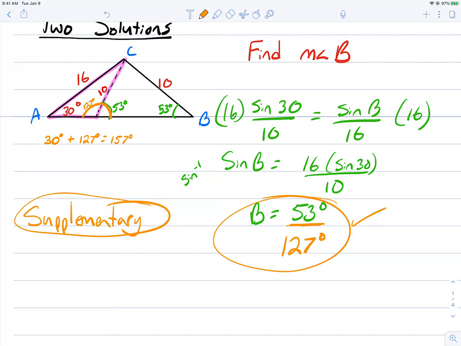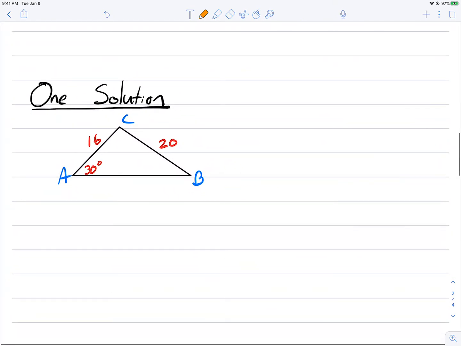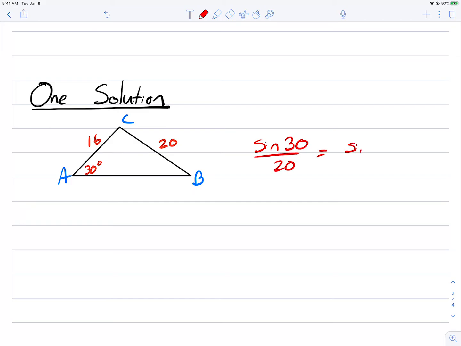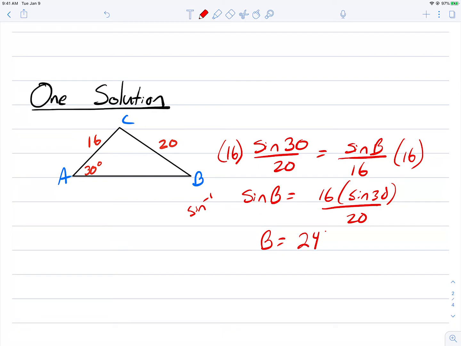I'm going to show you one now where the answer is no, its supplement does not fit, which means we only have one answer. So here's a triangle. We have 30 degrees, 16, and 20. And again, we're asked for the measure of angle B. So we have the sine of 30 over 20 equals the sine of B over 16. If I multiply both sides by 16, I get the sine of B equals 16 times the sine of 30 over 20. If I put that in my calculator and do my inverse operations, I get that B is 24 degrees. So far I know that B is 24 degrees.